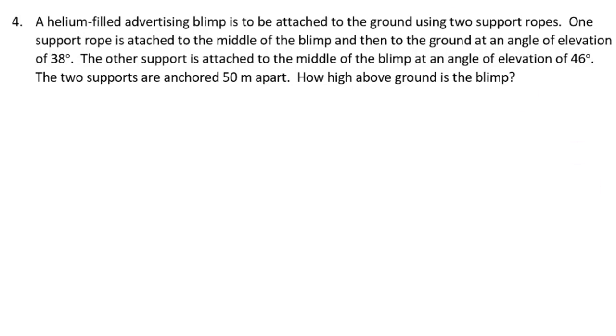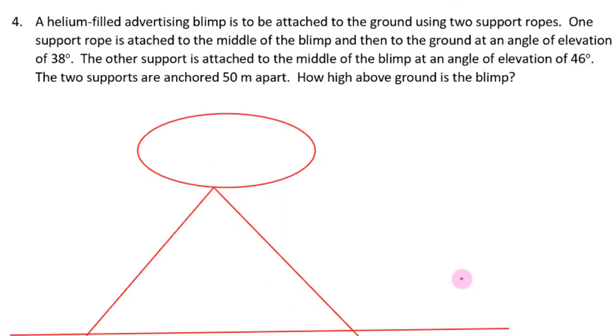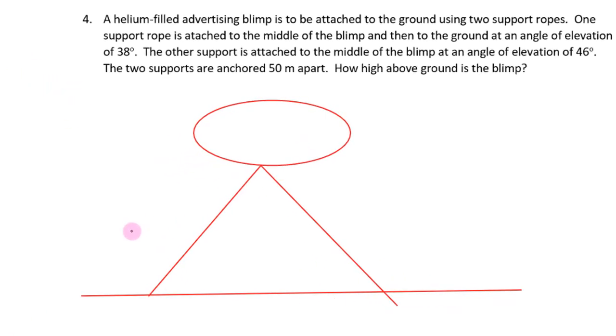So the first thing we need to do is draw a diagram. And we know that the angle of elevation of one of the support lines is going to be 38 degrees. So we'll put that 38 over here at the smaller angle. And the other angle of elevation of the other support line is going to be 46 degrees. The other thing we're told is the distance between the 2 anchors, so here to here, is going to be 50 meters. The question is, how far above the ground is the blimp? In other words, the perpendicular distance from the ground to the blimp is what we're looking for.